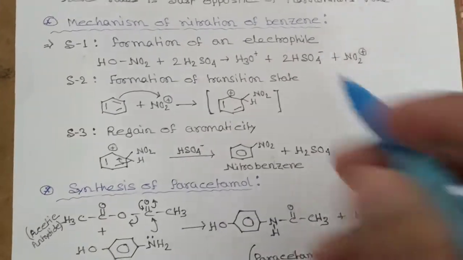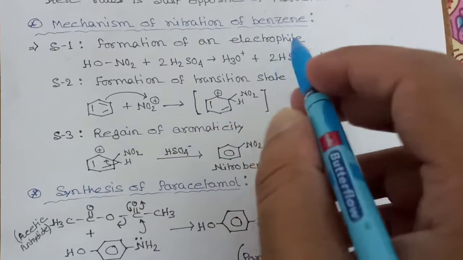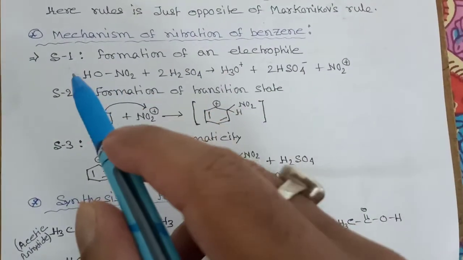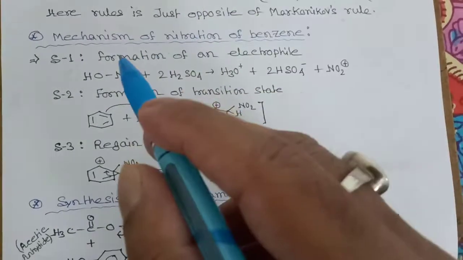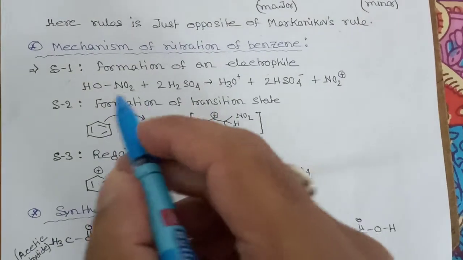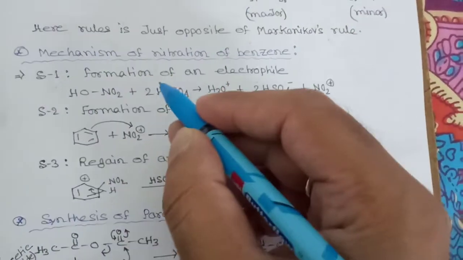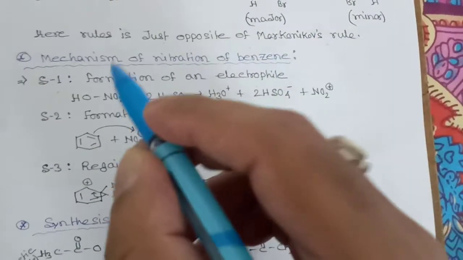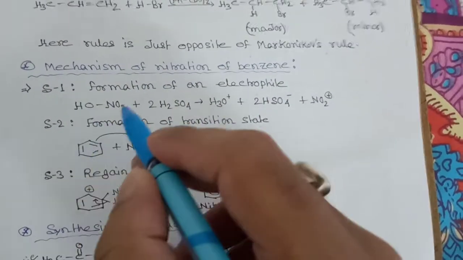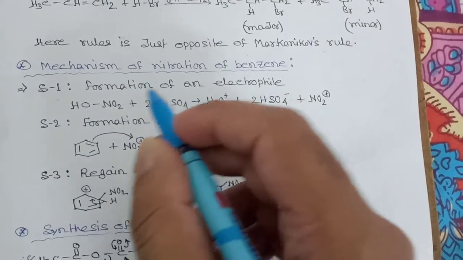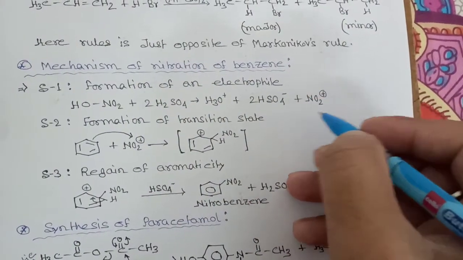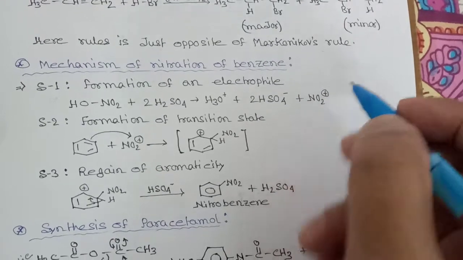Now we will see the mechanism of nitration of benzene. Nitration of benzene means addition of a nitro group to benzene, so there will be formation of nitrobenzene. We will see its mechanism. In the first step there will be formation of the electrophile. We are treating benzene with nitric acid and sulfuric acid. This is nitric acid HNO3 and this is your sulfuric acid. So they will react to form an electrophile like this. NO2 plus is your electrophile.